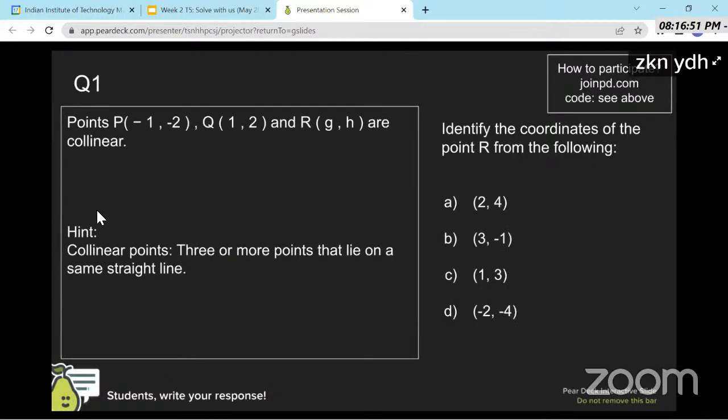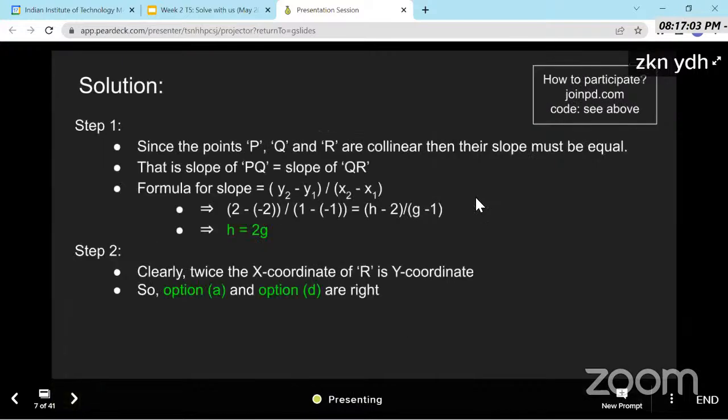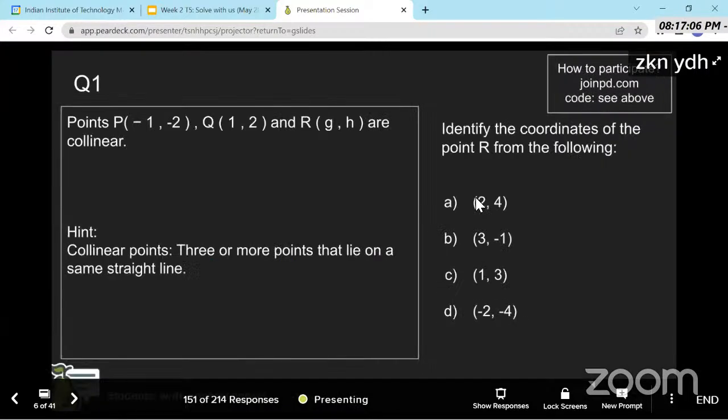What is G here? G is the X coordinate of R and H is the Y coordinate of R, right? So if this option is G, then once you substitute this value into the equation H = 2G, H should be twice G. Two times this value is nothing but 4. So this option satisfies that equation, and similarly it goes with D, and therefore that option should be right.